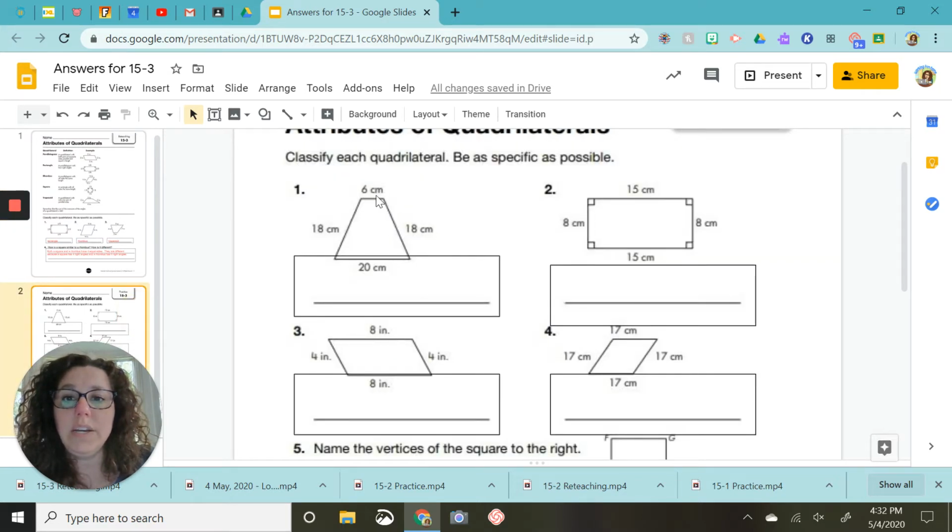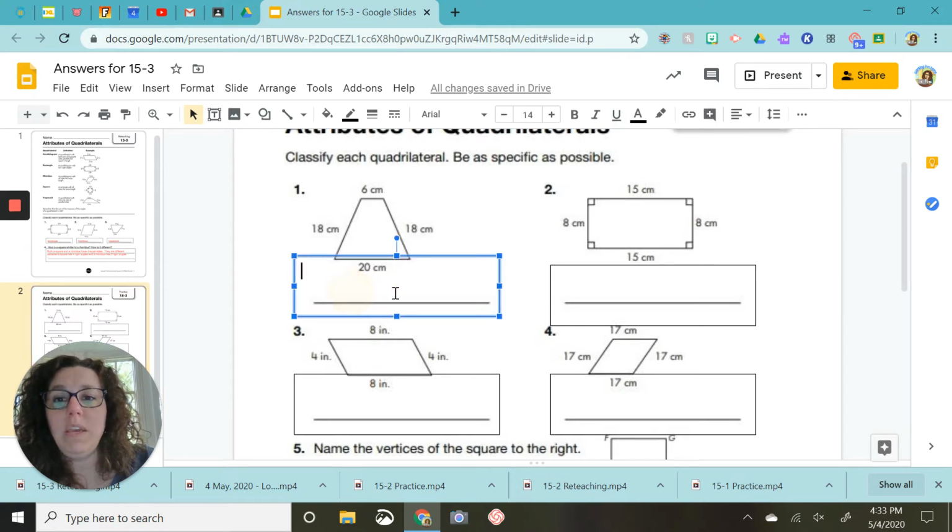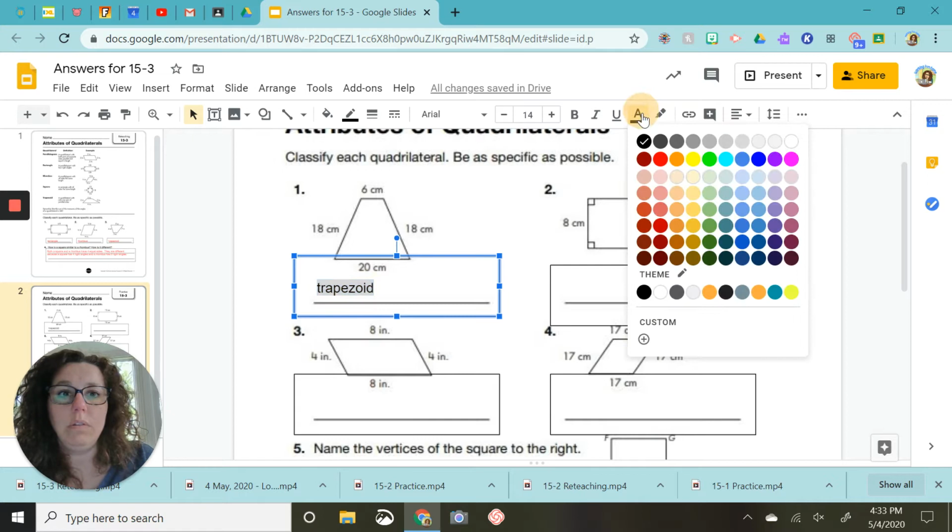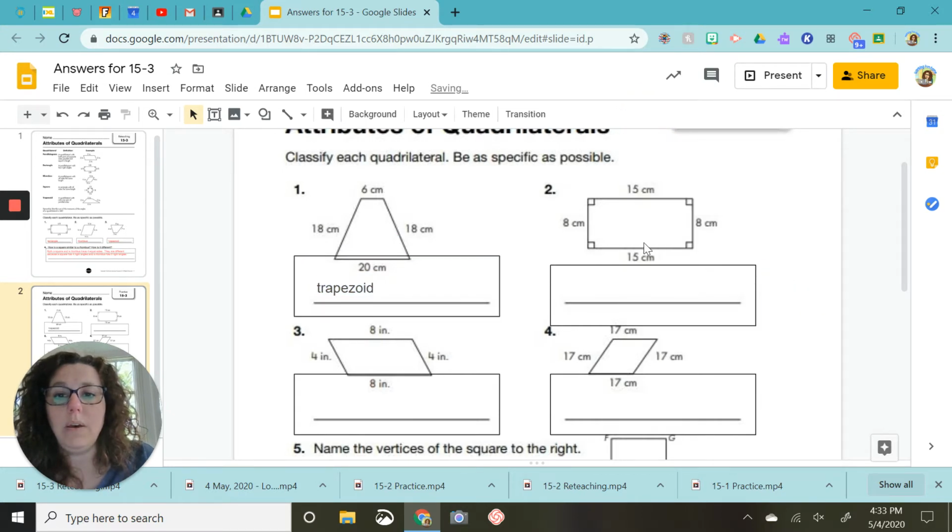The first thing I see here is that I'm looking and two sides are the same length. I see no right angles, and I see one pair of parallel sides. So when you only get one pair of parallel sides, it can only be one thing, and that is a trapezoid. Well, at least on this worksheet. That is a trapezoid. Okay, I wanted to change my color.